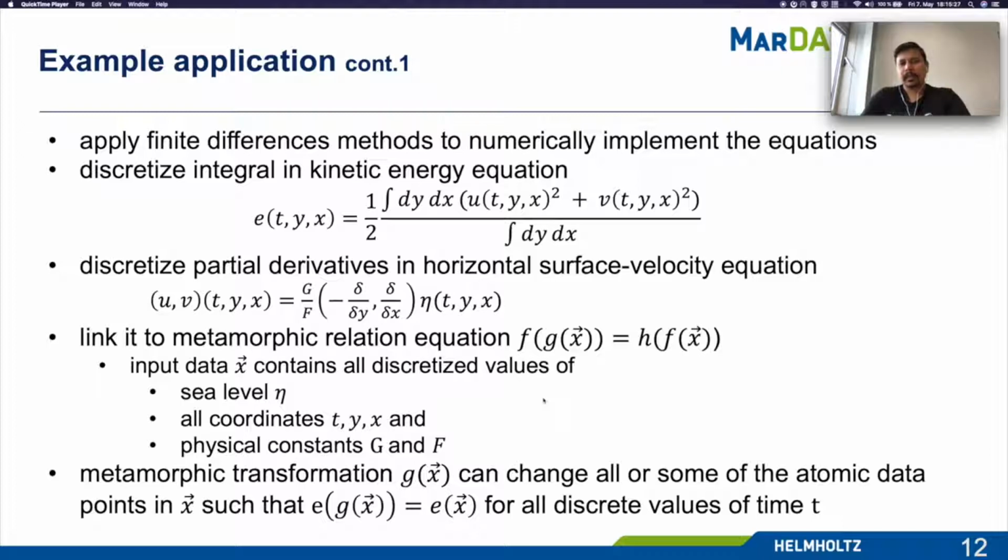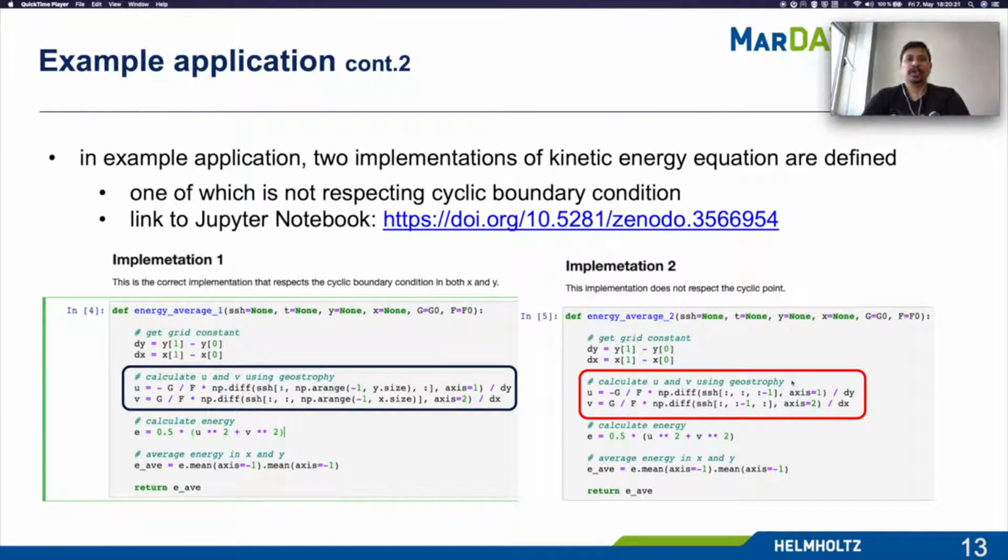Now, a metamorphic transformation g of x could change all or part of the atomic data points in the input data x such that the energy of g of x is equal to energy of x for all discrete values of time t. We implement two iterations of the function to calculate the kinetic energy. Implementation 2 does not provision for cyclic boundary conditions in x and y. The artifacts with codes are available through this DOI in the paper.